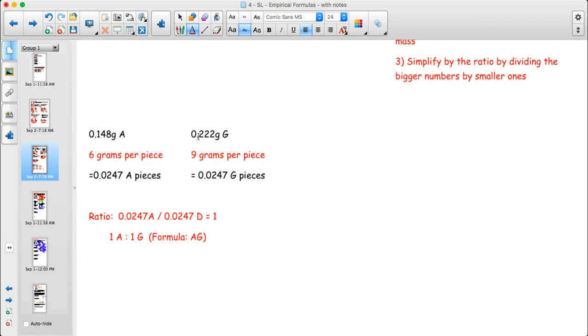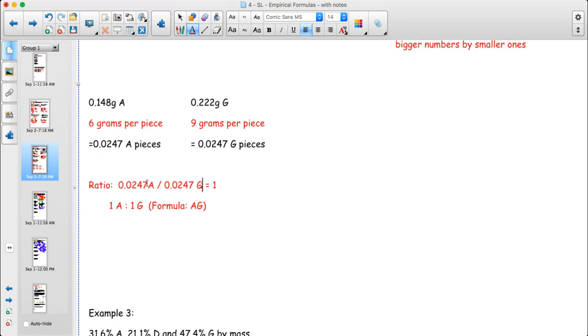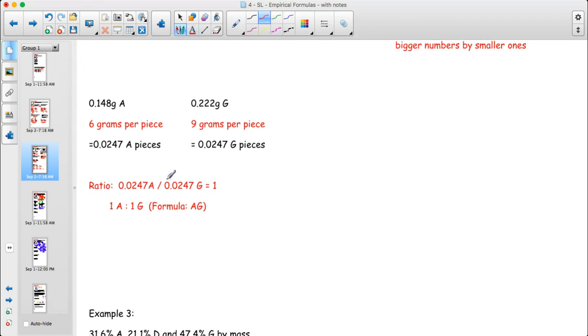And you'll see that when I take 0.222 divided by 9, I actually get the same number, 0.0247 G pieces. And so what we see in the end is that the number of A pieces is exactly the same as the number of G pieces. So 0.0247 divided by 0.0247 equals 1. And that tells me it's a 1-to-1 ratio. So that's really what we're trying to get to here. We're trying to get to the ratio, or really the formula, AG, 1-to-1.